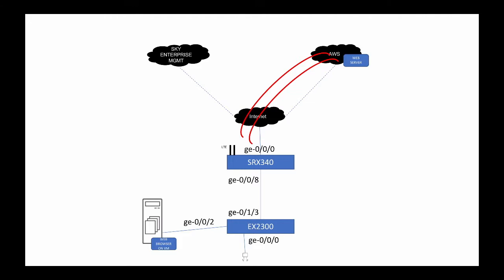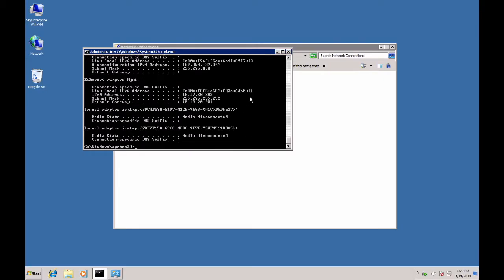The Windows VM is connected to port GE002, and the wireless access point is connected to port GE000. We will configure these ports with the correct VLAN information so the AP can register itself with its cloud management platform, and the Windows VM can reach the web server hosted on AWS.